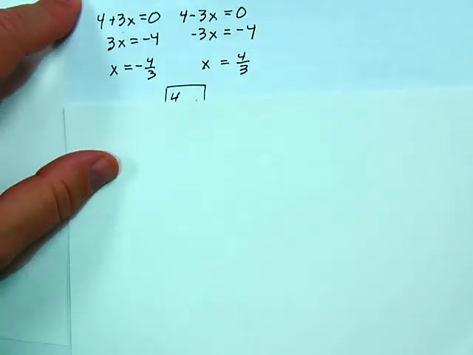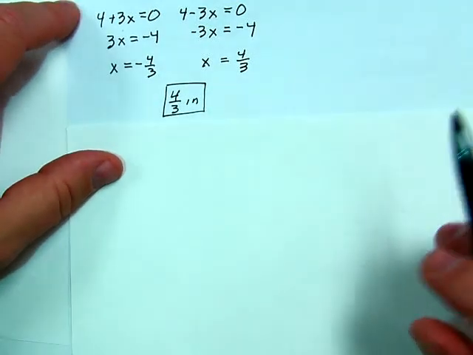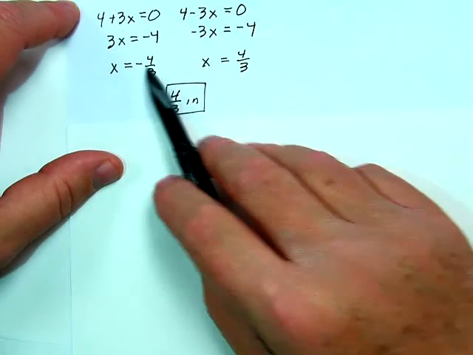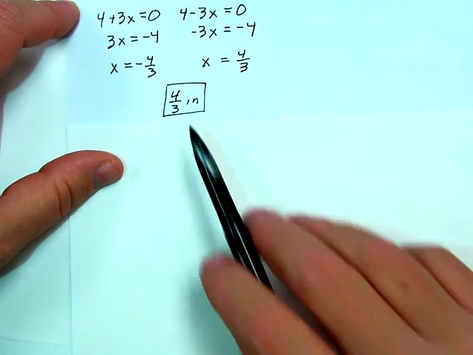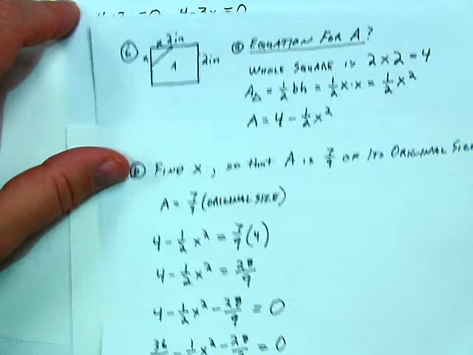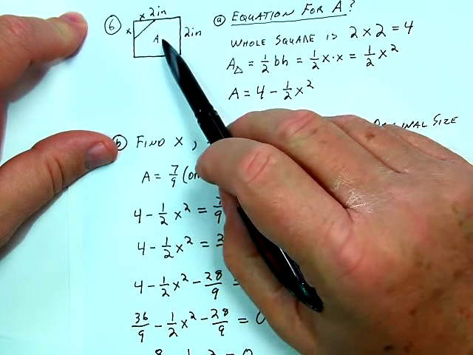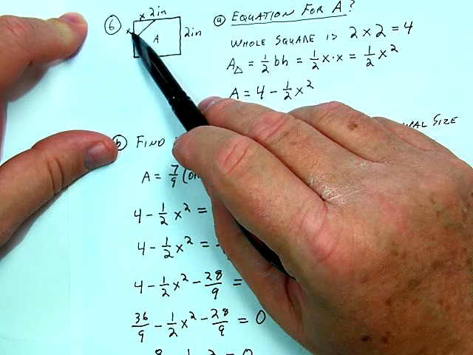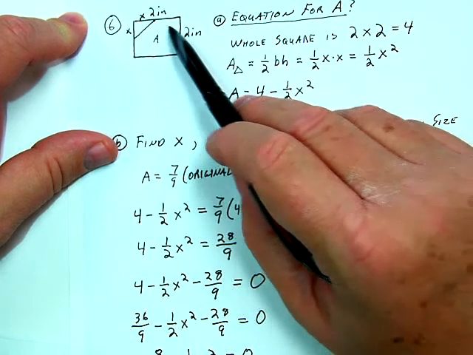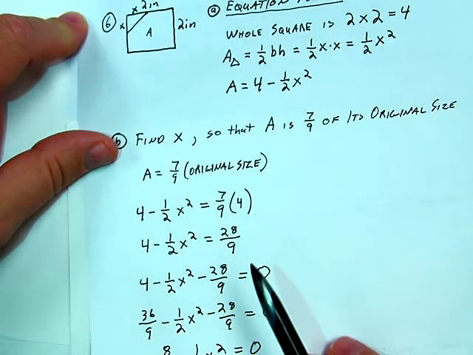And I look at my problem and I say, this is how much paper we're going to cut off. We can't have a negative distance, so my final answer is 4/3 of an inch, if you remember the original problem, of how much we're going to cut off of this piece of paper. 4/3 of an inch cut off here and here makes the area 7/9 of the original area.